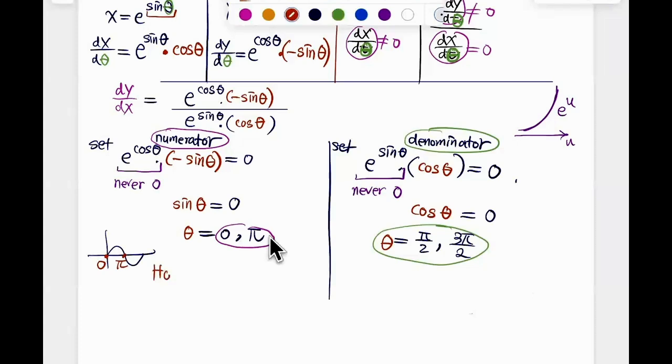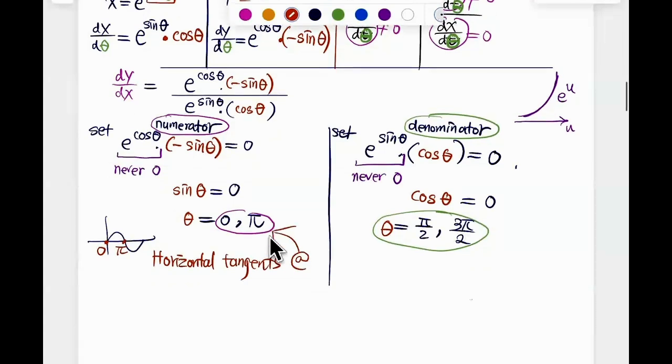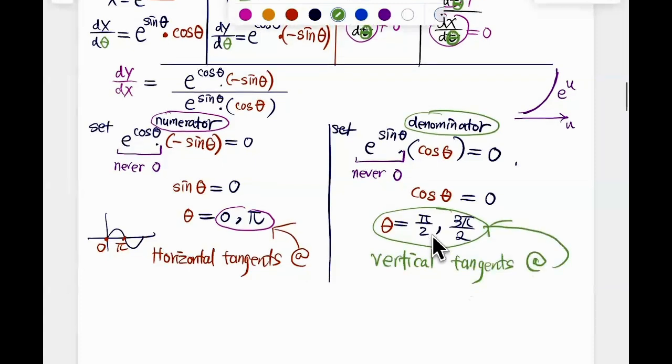So horizontal tangents at theta equal to this, right? And what about when theta equals this too? You get what? Vertical tangent at this, right? Okay. But they're looking for the point, right?